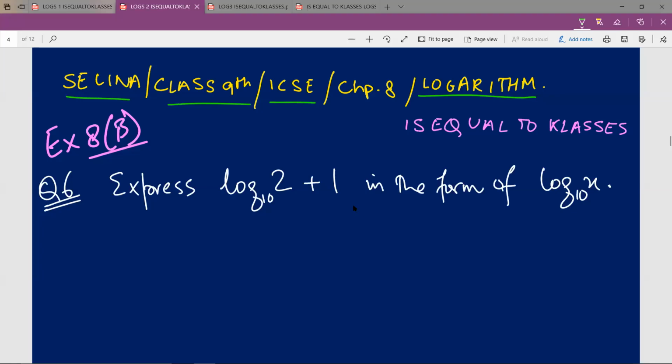Okay, so today I'll be doing exercise 8B, and in exercise 8B, I'll be doing the sixth and seventh questions. Now, the sixth is a single question, but the seventh question has four subparts. So I'll be solving those subparts, including question number six.